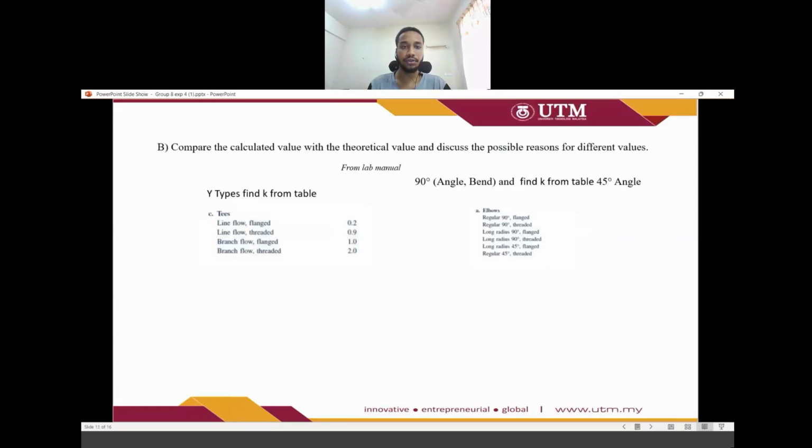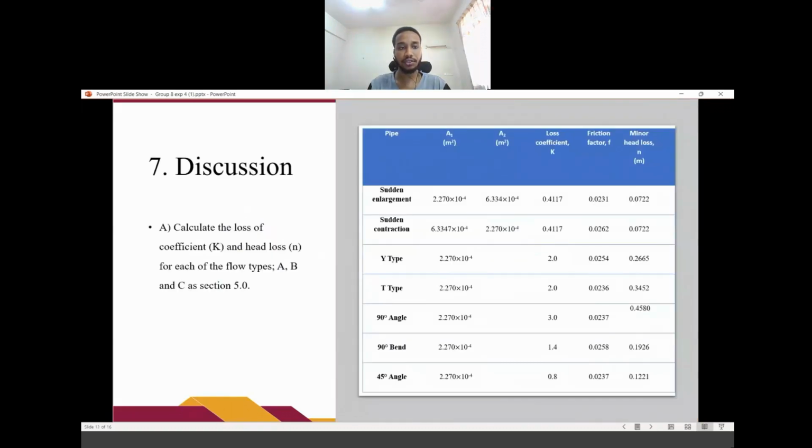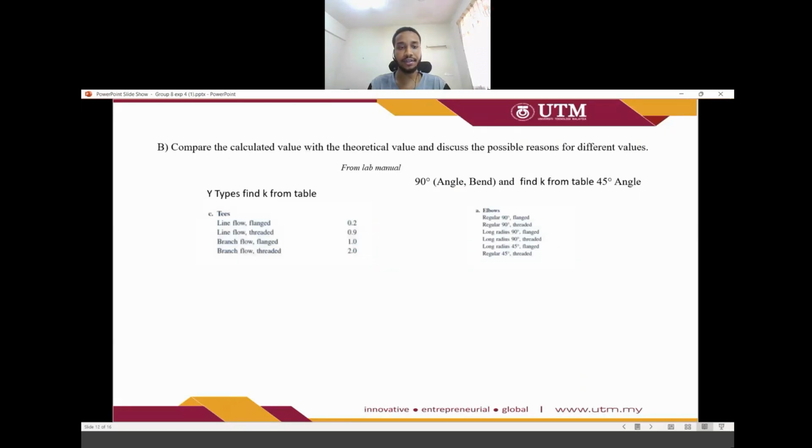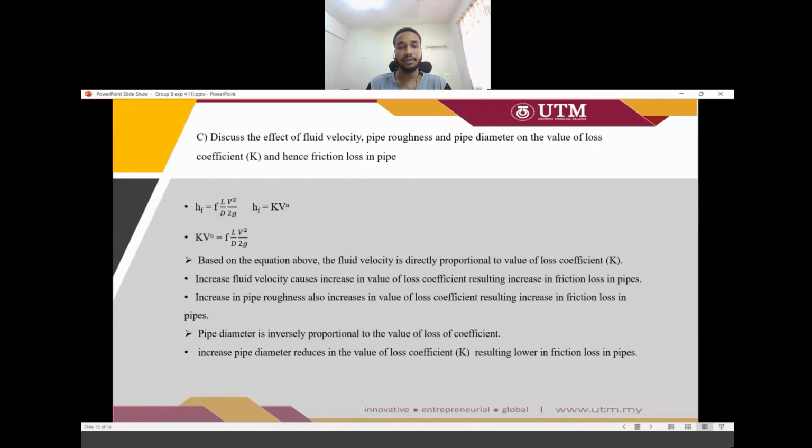Next, we need to compare those values with the theoretical values. For the YT table, as we have seen, we found the loss coefficients to be 2, and precisely if we take the data from the manual, we can also get 2. And for the 90-degree angle bend, we can find the K from the table, 45 angle as well.